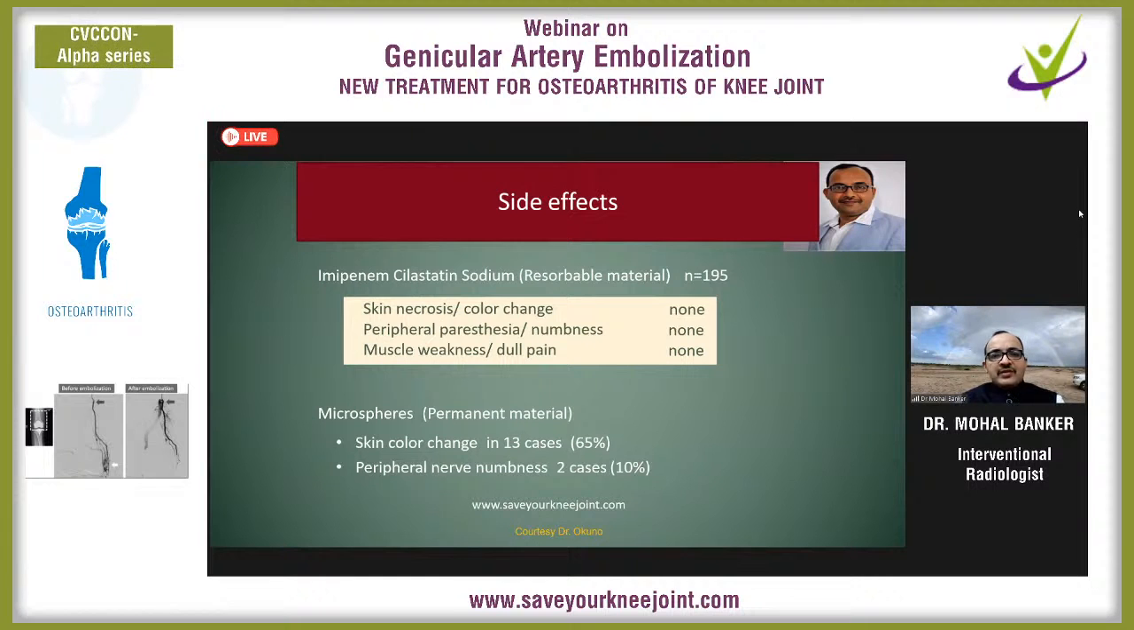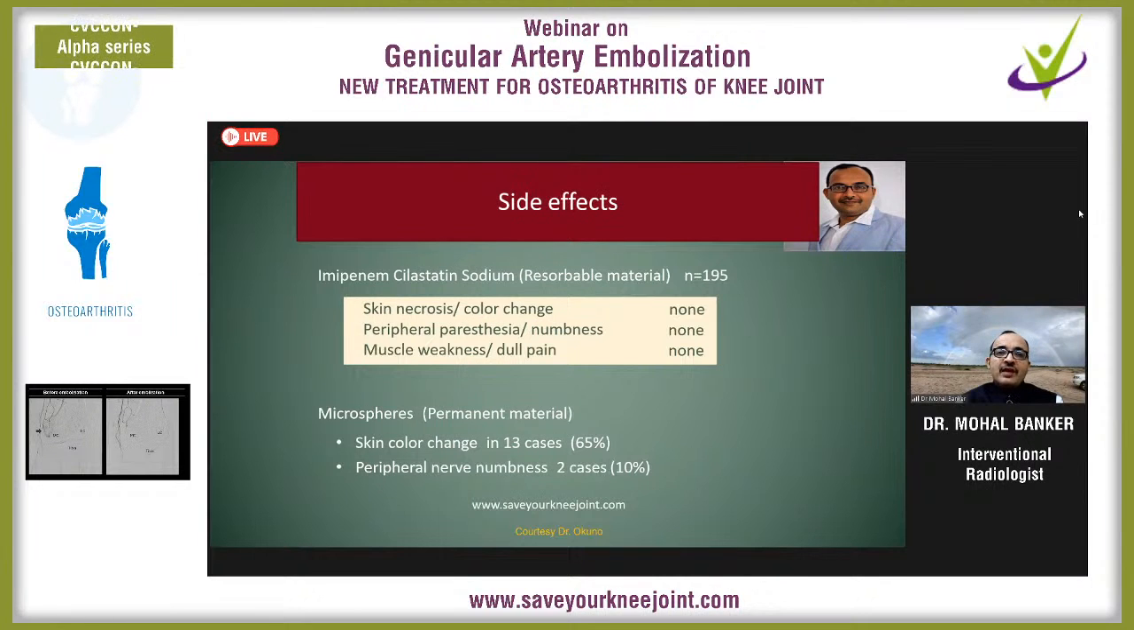As for side effects, no side effect was observed while using imipenem, the temporary embolic material. But while using a permanent embolic agent, there are side effects. Local skin necrosis or temporary peripheral numbness has been observed because of non-target embolization.